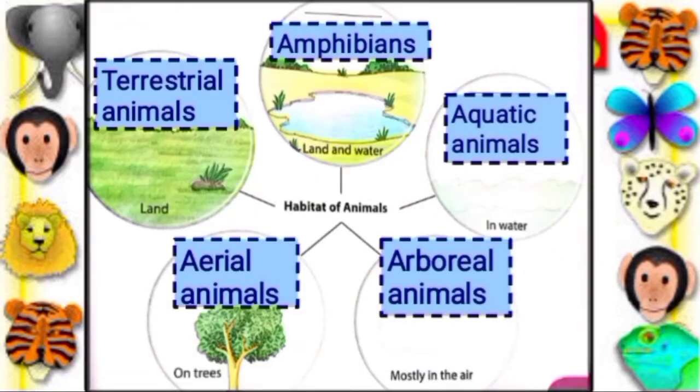Now let's understand about habitat of animals. So a habitat is a special place where a plant or animal lives, just like you have a home or a place to live. Same way, animals also have their home.